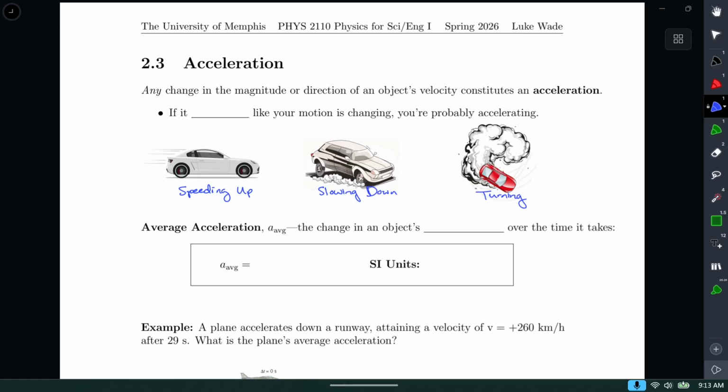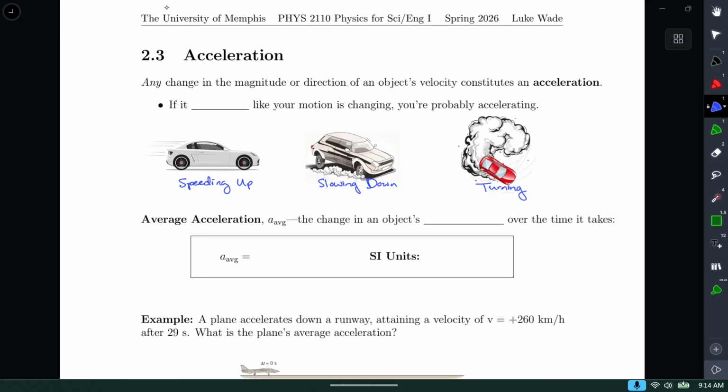So velocity both has a size, how fast you're going, and a direction. And for turning, the direction you're going is always changing. That's a change in your velocity. It's not as obvious a change as speeding up or slowing down, but it is a change. And so we still consider it an acceleration. So my way to know what's an acceleration is if it feels like it. That's an acceleration.